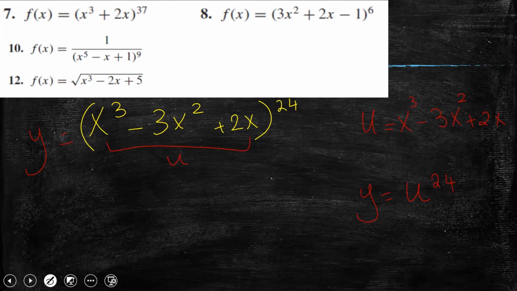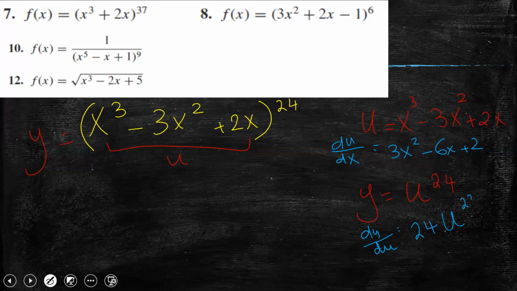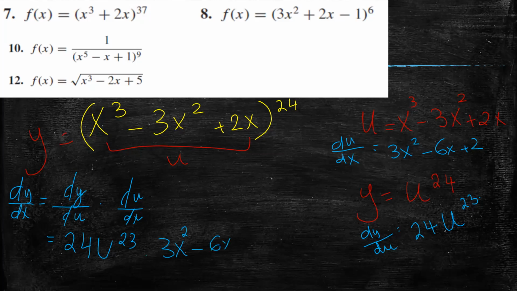After I suppose what is u and what is y, I will find du over dx and dy over du. I will find the derivative of u with respect to x and of y with respect to u. So du over dx will be 3x squared minus 6x plus 2. And the derivative of y with respect to u will be 24u to the power 23. Then I remember that the chain rule is dy over du times du over dx. Now what is dy over du? It will be 24u to the power 23 times du over dx, which is 3x squared minus 6x plus 2.